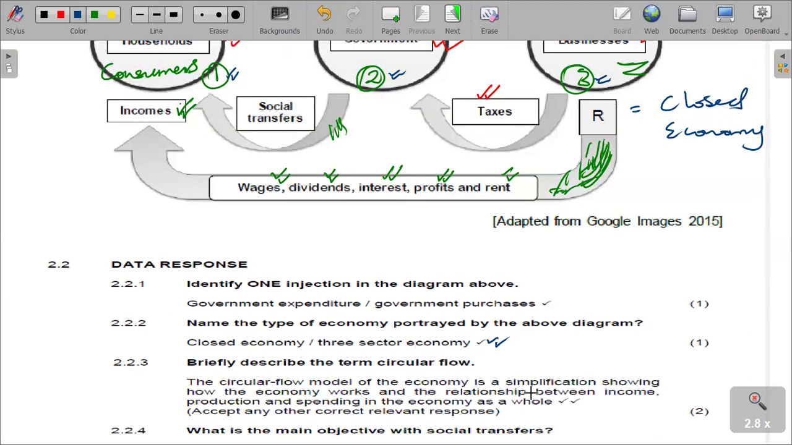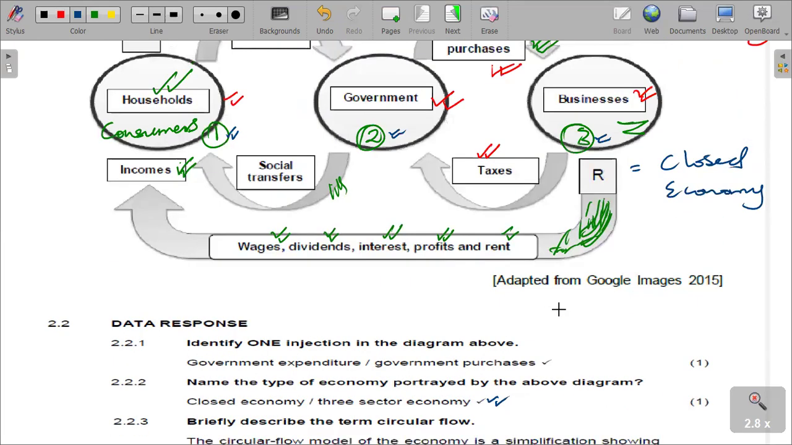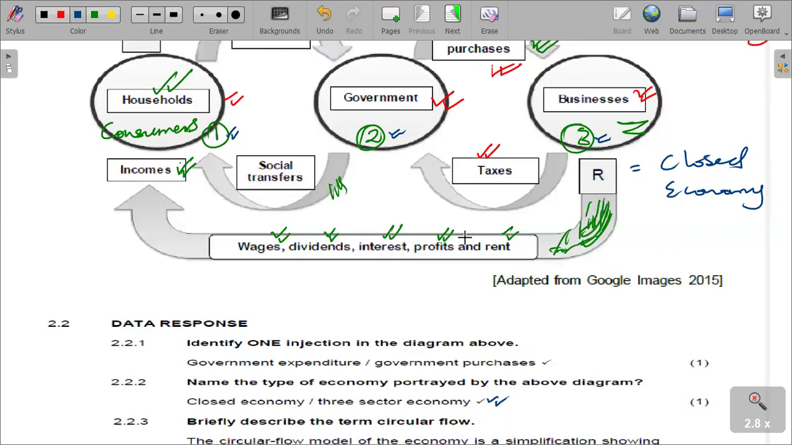Next question: briefly describe the term circular flow. Circular flow is a model of the economy, a simplification showing how the economy works and the relationship between income, production, and spending in the economy as a whole. The diagram is a continuation of exchange of factors of production between the various participants in the economy. In this case we have three participants.